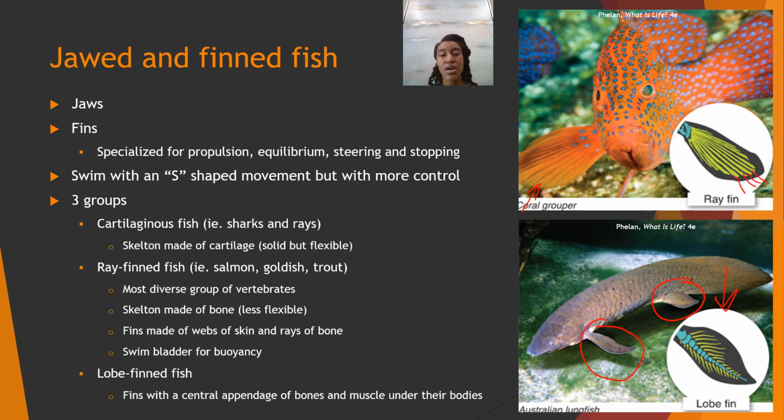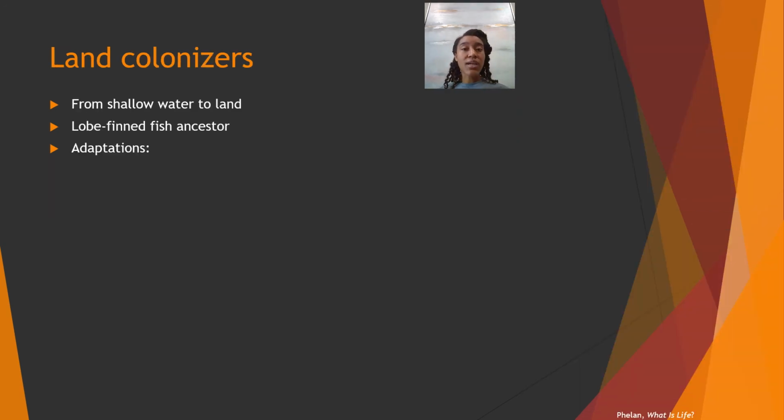And this is one of the characteristics that is believed to have allowed the early terrestrial ancestor of all terrestrial vertebrates to move from the aquatic environment onto land. The first land colonizers were thought to have been lobed fin fish that lived in shallow coastal waters near land. And these lobed fin fish that eventually moved from the aquatic lifestyle to the terrestrial one are the shared common ancestor of all terrestrial vertebrates.